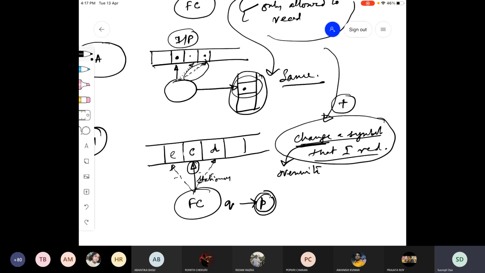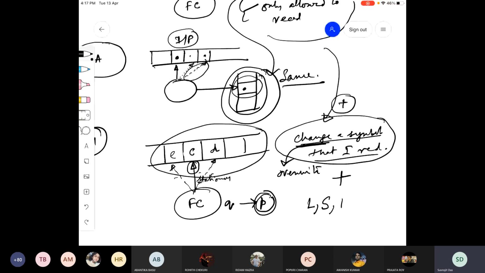So that means the power of the stack becomes inherent with these movements. So you are allowed to move left. You are allowed to change the symbol. Plus, you are allowed to move left. You are allowed to remain stationary. You are allowed to move right, and then change the state.